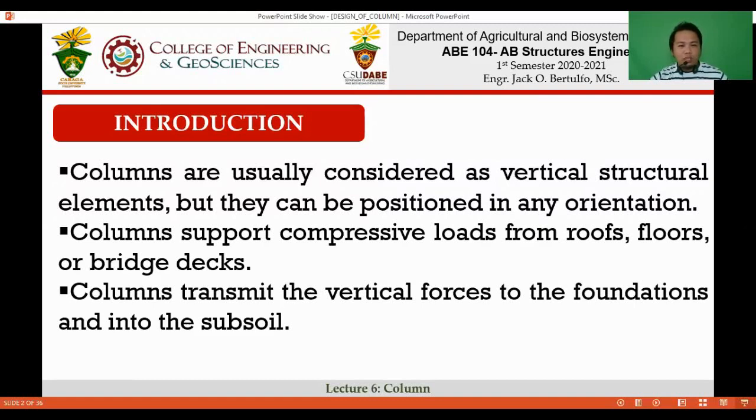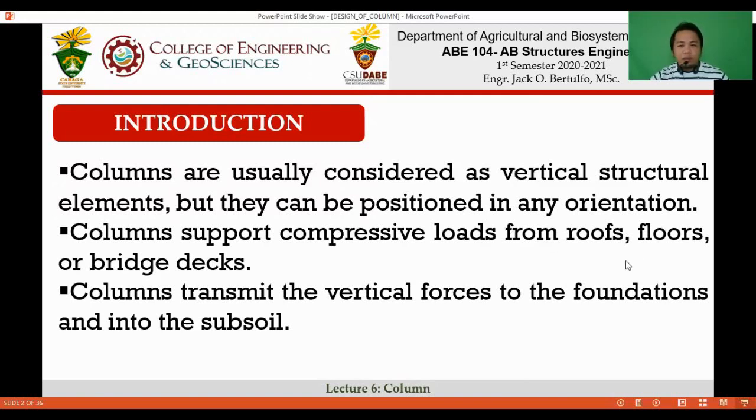Column supports compressive loads from roofs, floors, and bridge decks. Then columns transmit the vertical forces to the foundation into the subsoil. So it's the main job of the column, to transmit all the forces from structural members constructed at the top of it, so that it will transmit its load to the foundation of the structure.